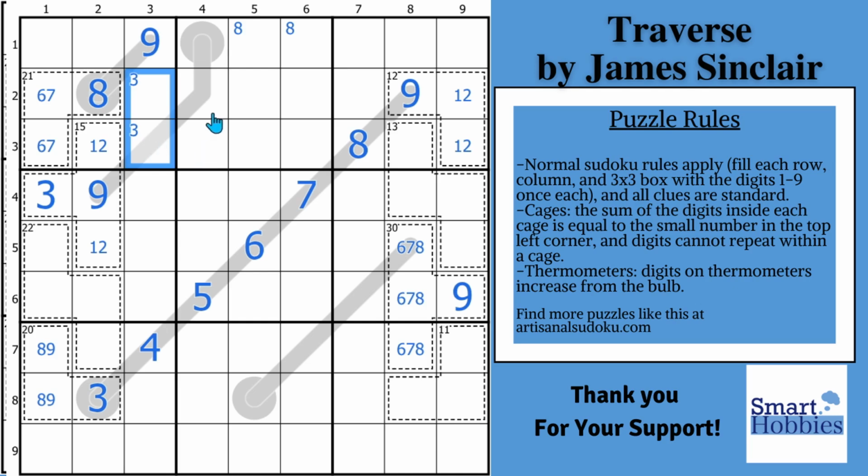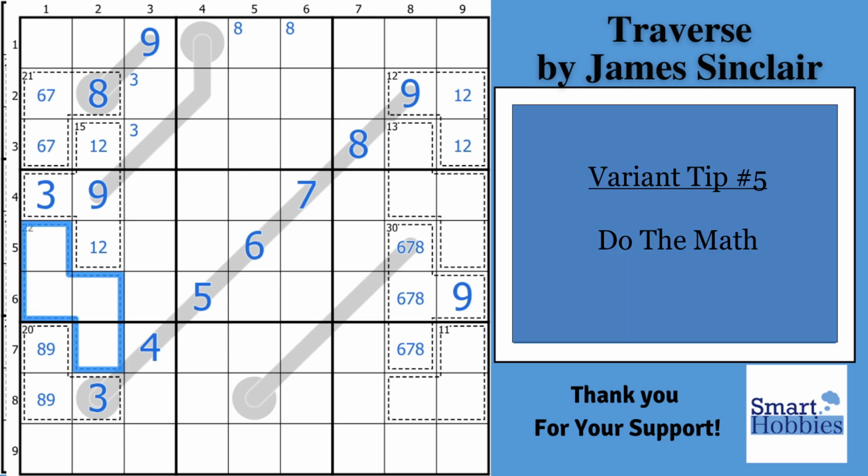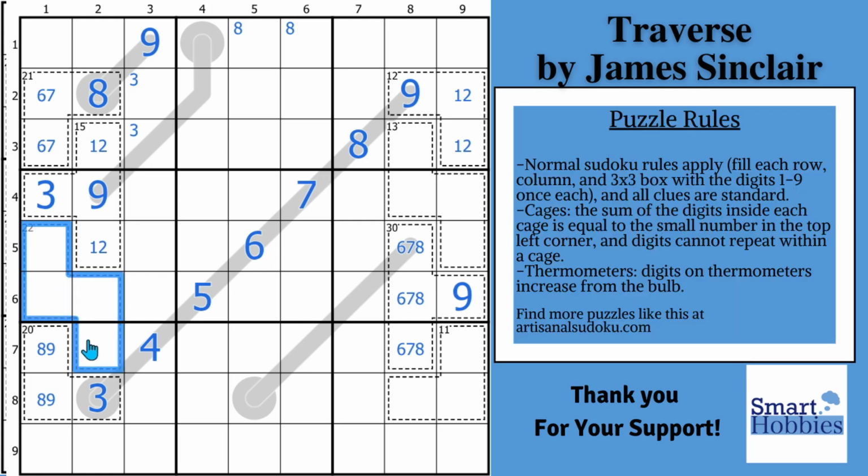And then we want to look at this 22 cage. This is interesting, kind of a pivot point. And what I'll say is, this brings up my 5th tip. Do the math. And what do I mean by that? What can be in this 22 cage? Well, it can't be an 8 or a 9 because the 8, 9 right here and the 8, 9 right here. So the highest digit you can put here is a 7.